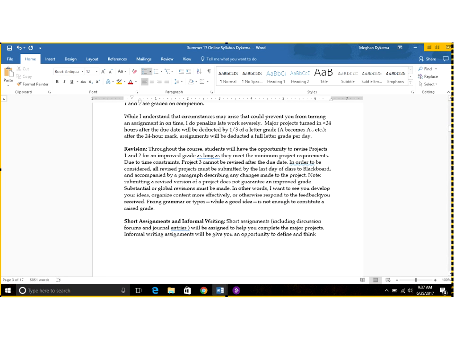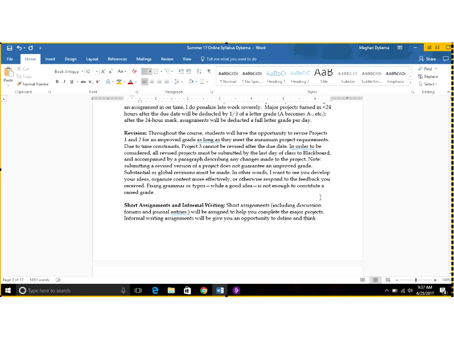Major projects that are turned in less than a day late, so anywhere from 1 to 23 hours after the due date, are going to go down 1/3 of a letter grade. So an A to an A-, A- to a B+, etc. After the 24-hour mark, assignments are going to be deducted a full letter grade per day. So again, put those essay draft due dates on your calendar, give them a big star, make sure that you're turning those things in on time.